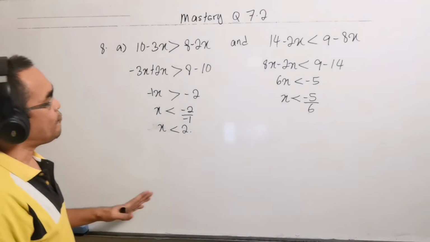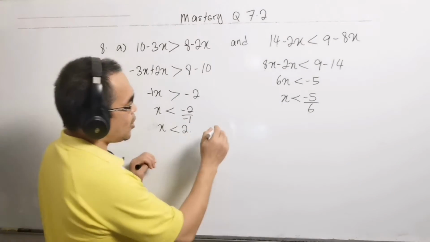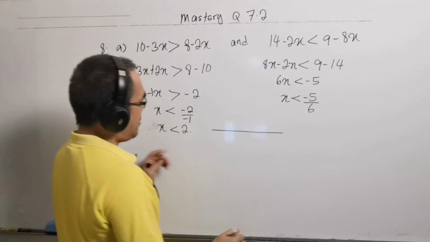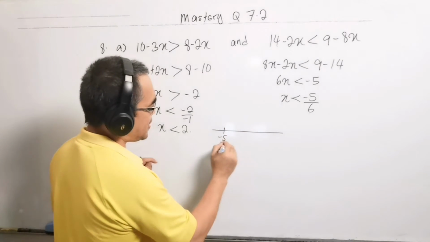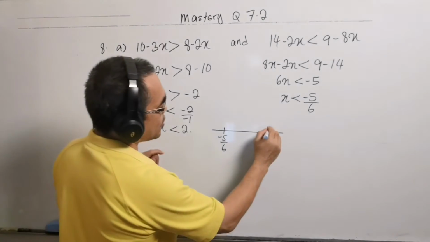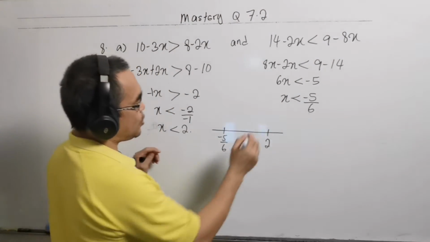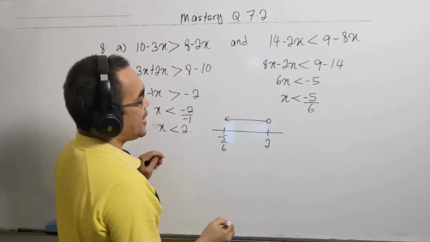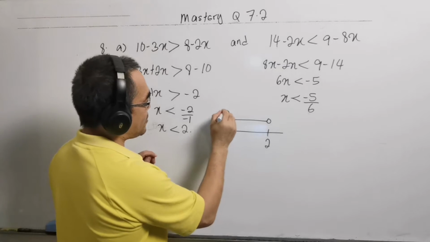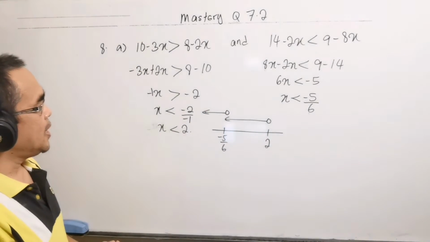Okay, so how to solve simultaneous linear inequality like this? You draw a line. Make sure you have both of the numbers. Negative 5 over 6 is on the left side. 2 is on the right side. So it says here less than 2. Less than 2 to the other side. And less than negative 5 over 6 to the other side. To the same side. Okay?